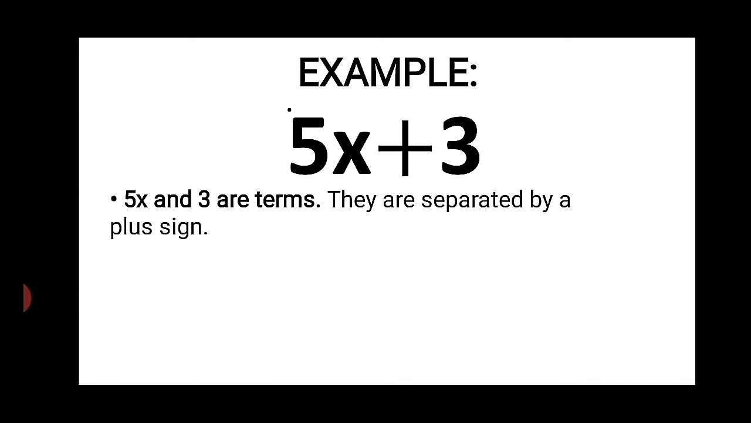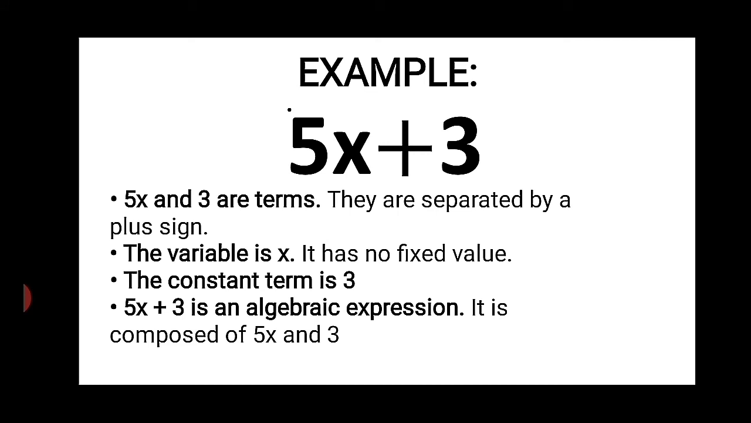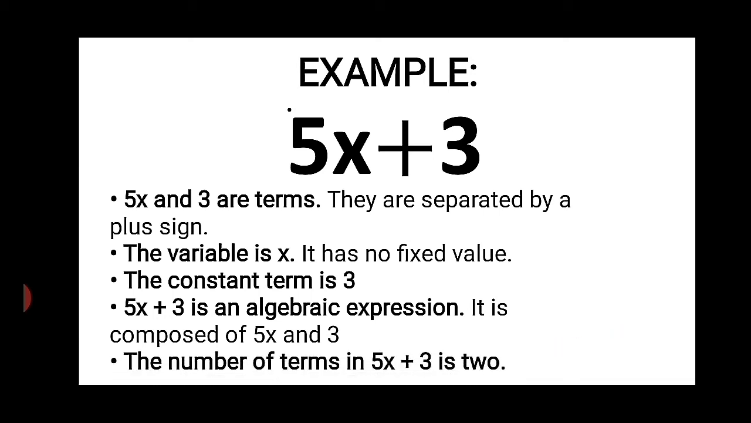Okay, let's sum up. Yung 5x and 3 are terms. So, they are separated by a plus sign. The variable is x. So, when do we say variable, it has no fixed value. The constant term is 3. 5x plus 3 is an algebraic expression because it is composed of a number and a variable and an operation. Or, simply, it is composed of 5x and 3. The number of terms in the expression 5x plus 3 is 2. As I said earlier, 5x is the first term and 3 is the second term, wherein 5x and 3 are separated by a plus sign.